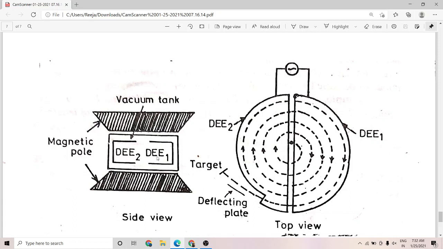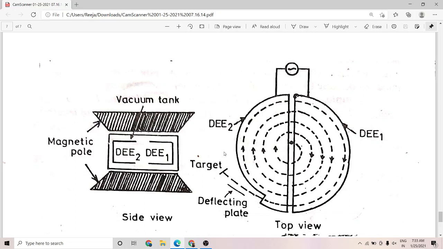The magnetic poles are here. The Ds are placed like this. And this is a top view of your cyclotron. The magnetic field is applied perpendicular to the plane of the D.